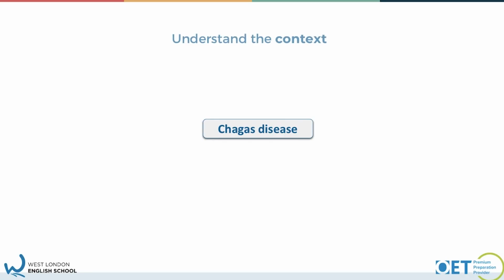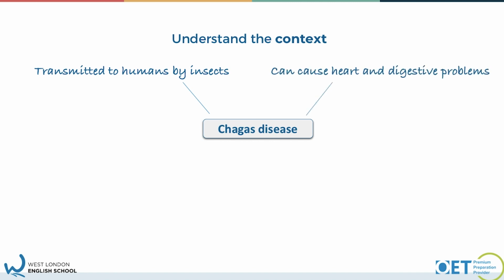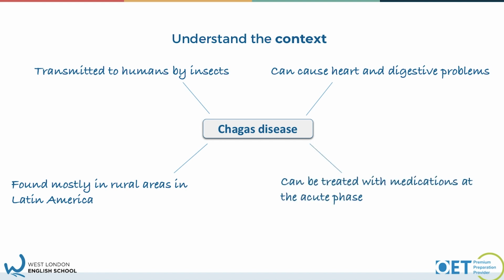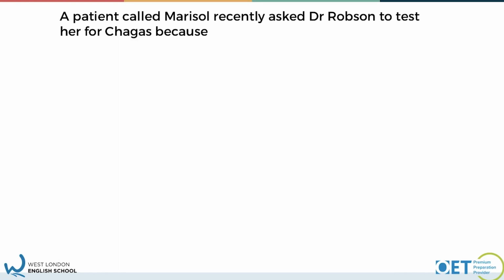Okay, and think, what do I know about Chagas disease? It's a disease which is transmitted to humans from insects. It can cause problems with your heart or your digestive system. Found mostly in Latin America, not in built-up areas, maybe rainforests. And it can be treated. However, if it is chronic, it could be a lot more serious. So really what we're doing is using our own knowledge to provide us with more context.